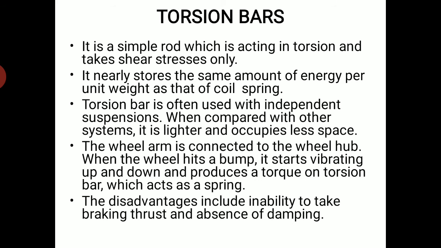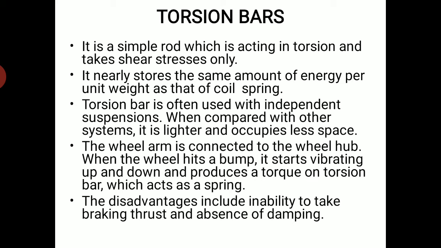What exactly is this torsion bar? It is a simple rod which acts in torsion and takes shear stress only. It stores nearly the same amount of energy per unit weight as coil springs. The torsion bar is often used with independent suspension systems when compared with other systems. It is lighter and occupies less space. The wheel arm is connected to the wheel hub. When the wheel hits a bump, it starts vibrating up and down and produces a torque on the torsion bar, which acts as a spring.